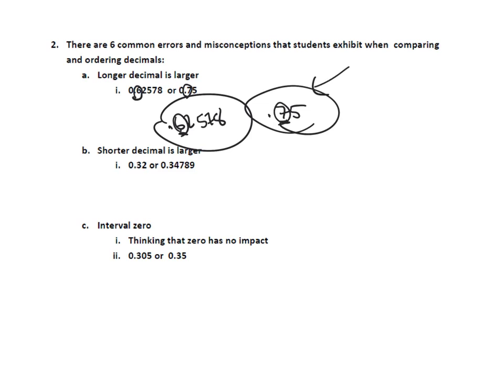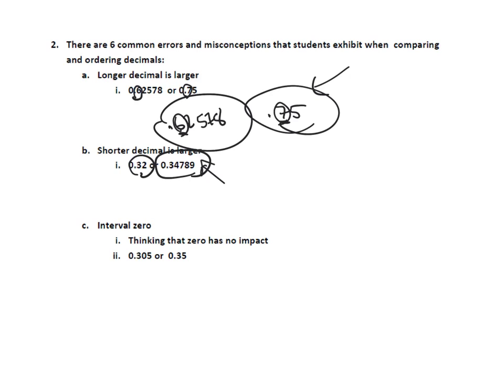Another misconception is just the shorter decimal. And so this is 32 hundredths, and this is 34,789 hundred thousandths. And so this one would be larger. Shorter decimal is not larger.